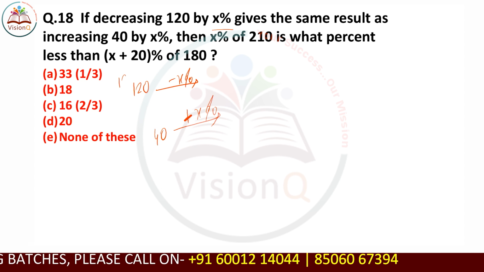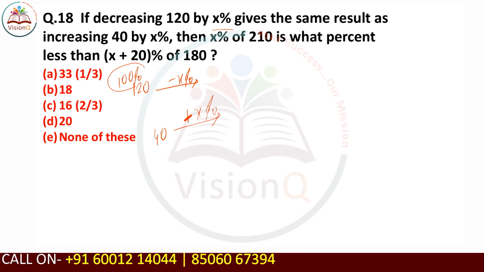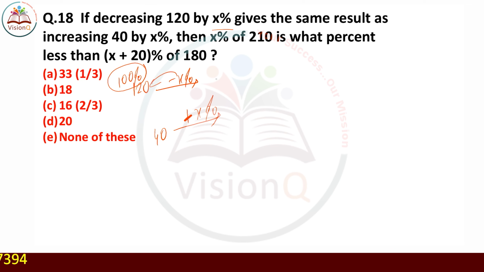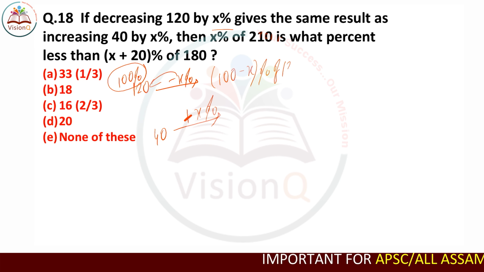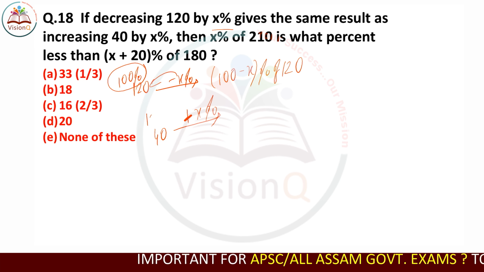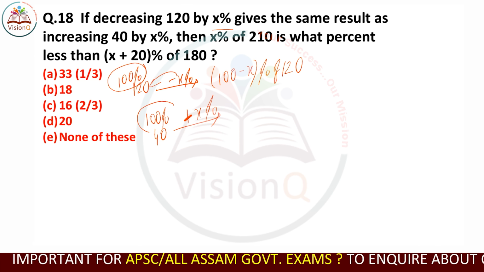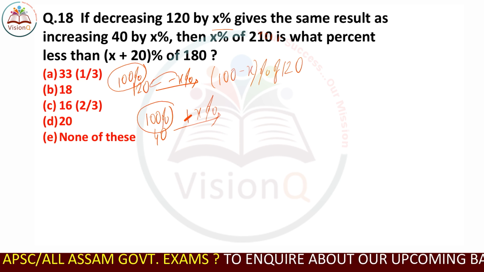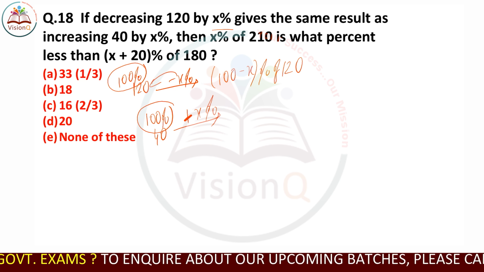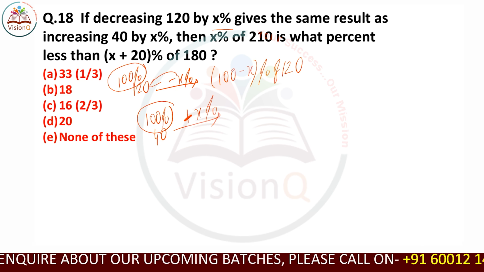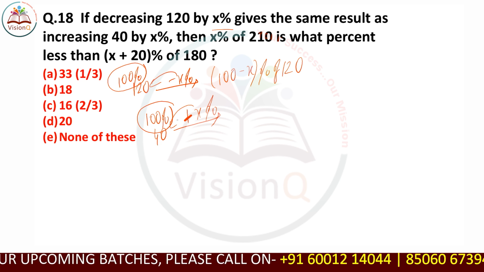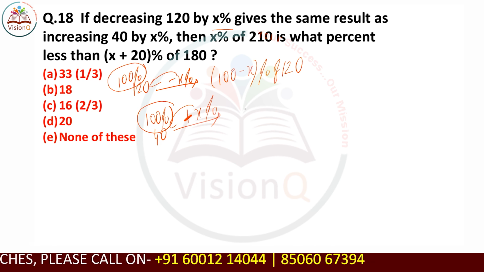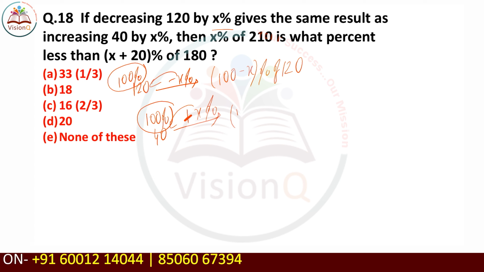Now total is 100%. From 100% of 120, if I decrease x percent of 120, what is left? 100 minus x percent of 120. Similarly, from 100% of 40, why is 100% taken here? Because total always means 100% in terms of percentage. So from 100% of 40, if I increase x percent of 40, the final result is 100 plus x percent of 40.